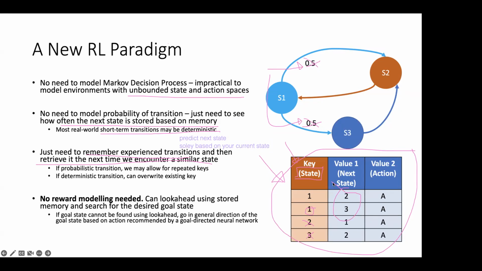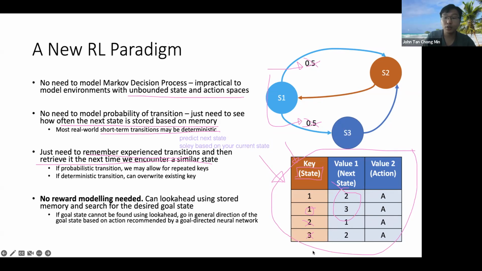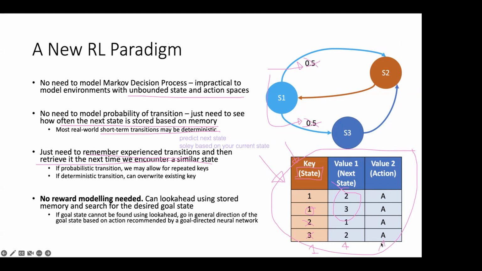So how do you update this table? If I see something, I just append to it? Correct. So if I, let's say, see a new state like 1, and then the next state is 4 with the same action, I just add this new state into the table. Since it's probabilistic, we can allow for repeated keys.